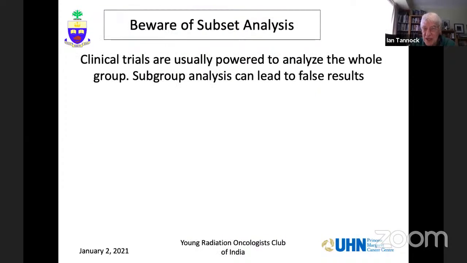Another thing is subset analysis. Clinical trials are usually powered to analyze the whole group, and subgroup analyses can lead to false results because you're going to have statistical artifact.